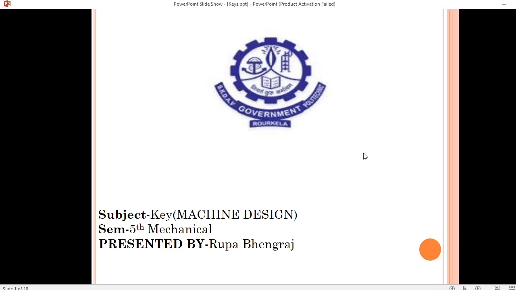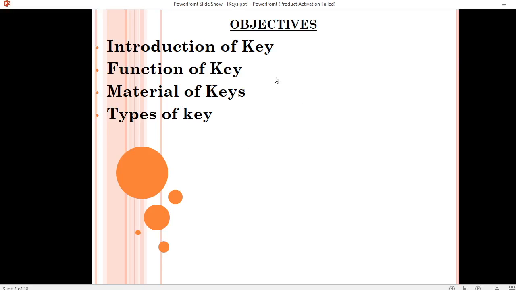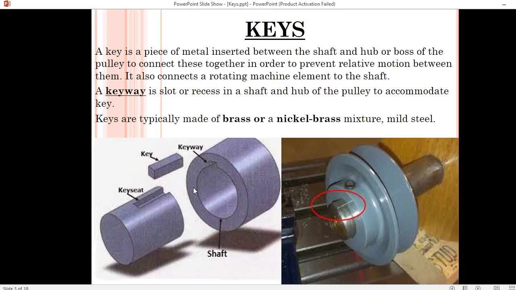Good morning, students. Today we are going to learn about key and what are the objectives of key. Here we are going to learn what is key, function of key, material used in key, and types of key. So first, let us know what do you mean by key.